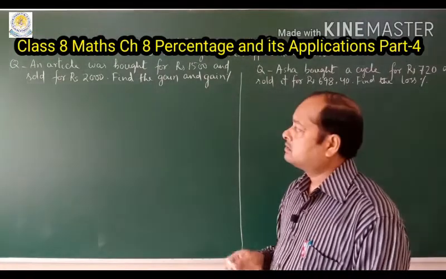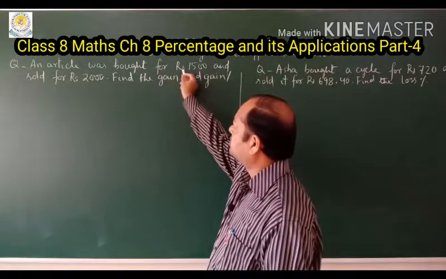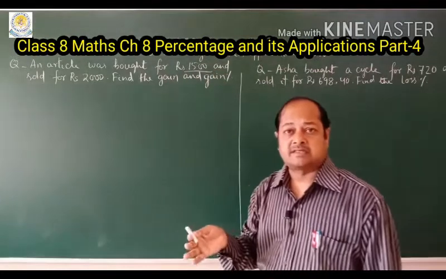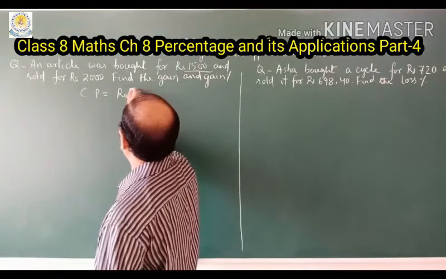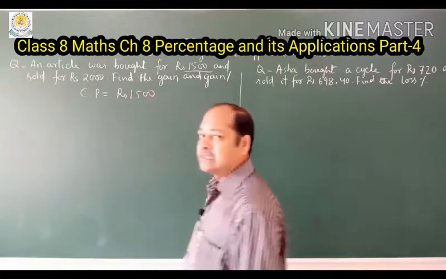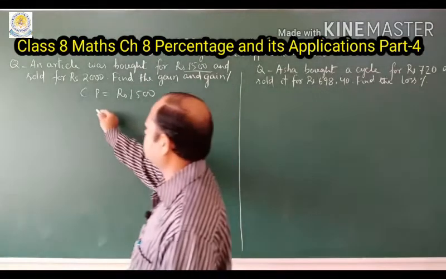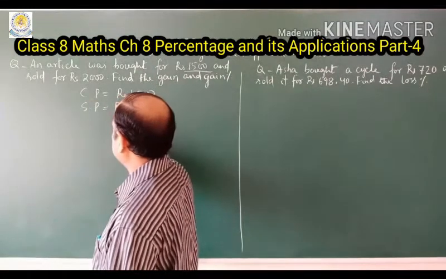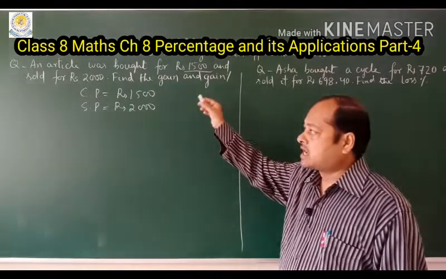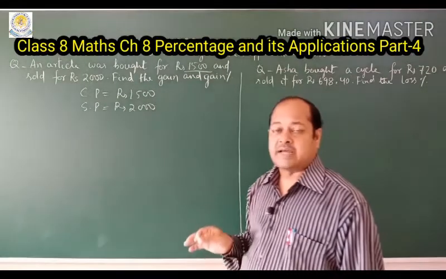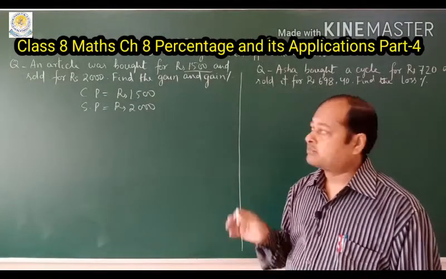First of all, we'll see what is the cost price in this question. An article was bought for rupees 1500. The purchasing price is the cost price. So here cost price is given, that is 1500. And what is the selling price? The article was sold for 2000. So the selling price was 2000. Now, we have to find out the gain and gain percentage. As we know, if the selling price of an article is more than the cost price, then we can call it profit or gain.